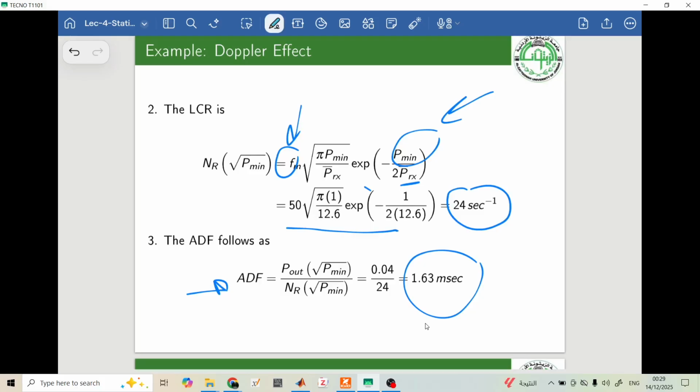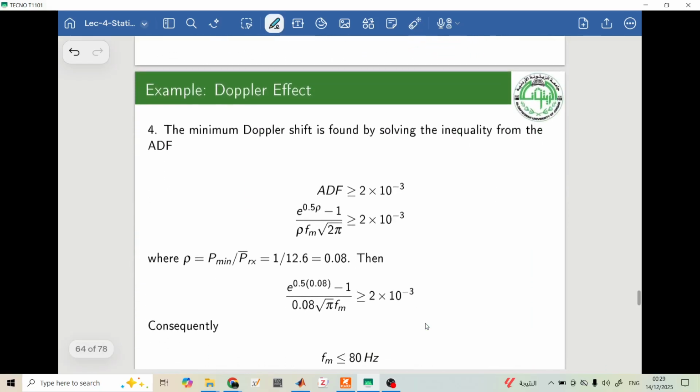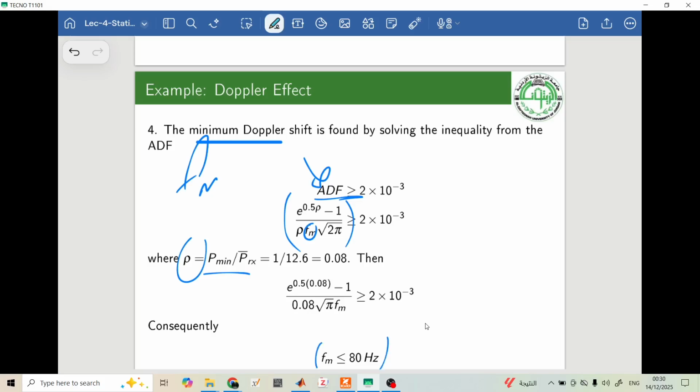The final demand here, or part of the question, is we need to find the minimum Doppler shift, which is the fm, to get an ADF greater than 2 milliseconds. Again, you plug in the ADF expression, rho is given. You need to find fm, which is unknown. Here, when you solve it, you need to have a maximum Doppler shift less than 80 Hz.